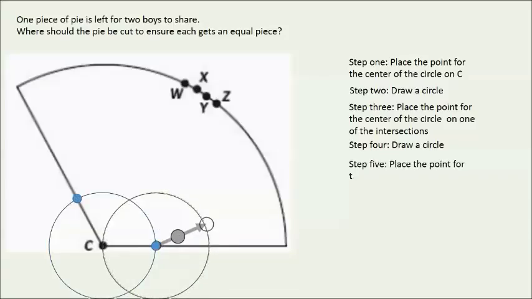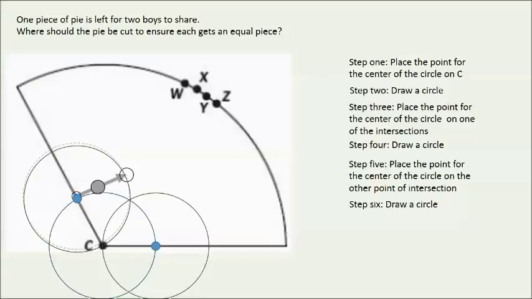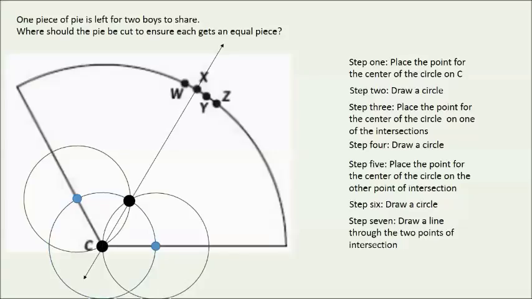Step 5, we'll slide over to place the point for the center of the circle on the other point of intersection. And step 6, we'll draw a circle. Now, if I take my 2 points of intersection and draw a line, I see that I hit point X. So if I cut the pie through CX, I'll get 2 equal pieces.